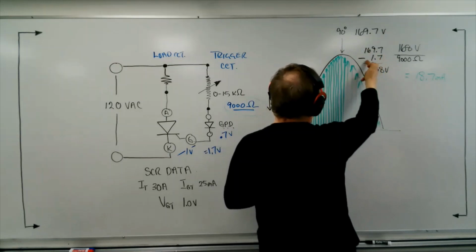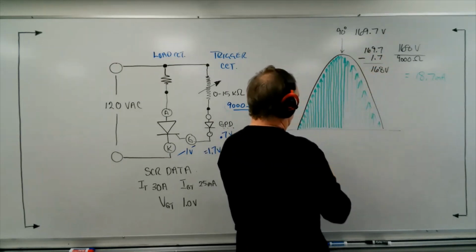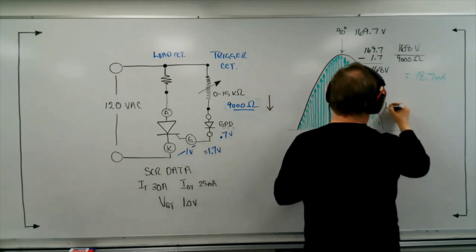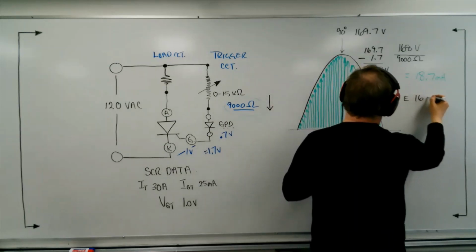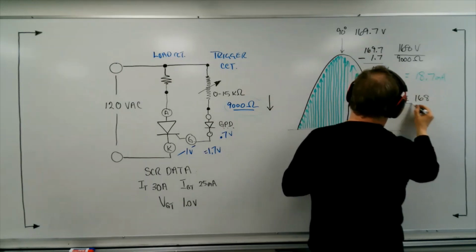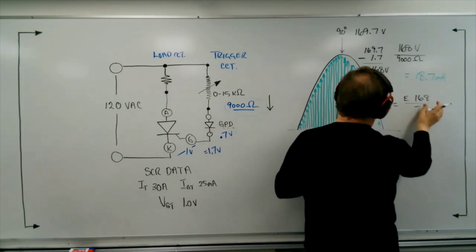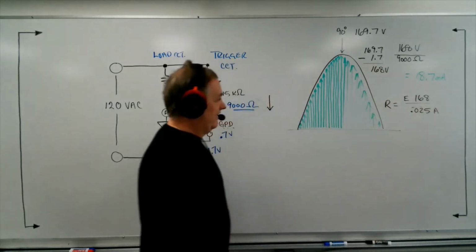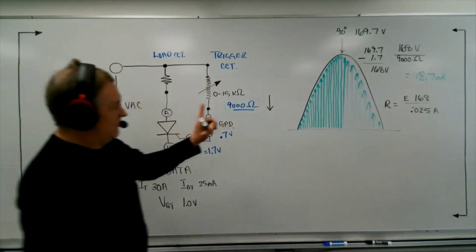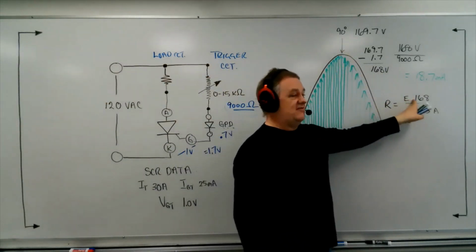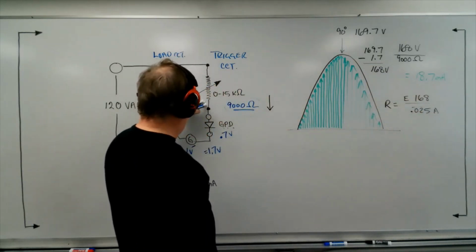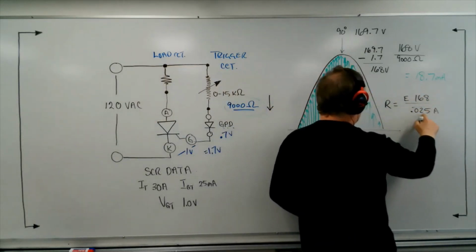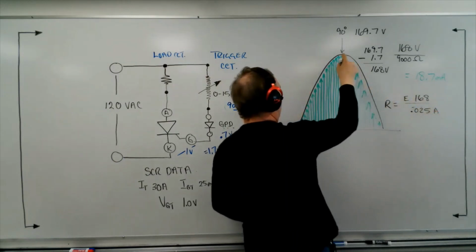169.7. What is the barrier voltage? So we actually have that 168 volts, and we say, how are we going to figure out how much resistance? R equals E over I, right? What we know is that the current is 0.025 amps, because that's the amount of current that we need. If we can get to this 90-degree point, we have 168 volts available to push current through here. We need 25 milliamps. If we size the resistor to give us 25 milliamps when we have 168 volts, then we will successfully fire the SCR.